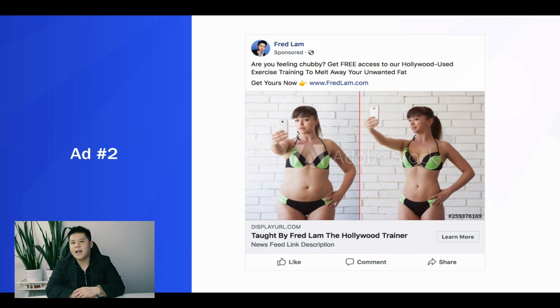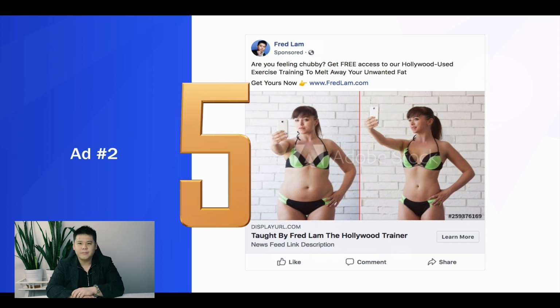Now, let's go into ad number 2. This is the ad. Are you feeling chubby? Get free access to our Hollywood used exercise training to melt away your unwanted fat. Get yours now. So I'm going to give you 5 seconds to let me know if this is an ad that we can run or we should avoid.